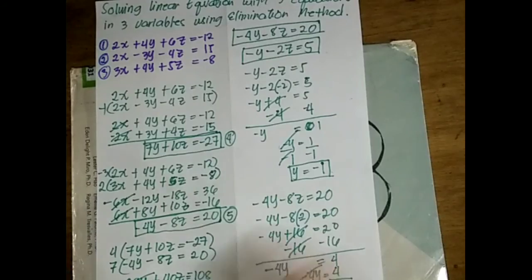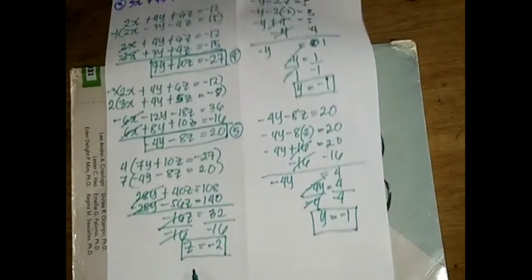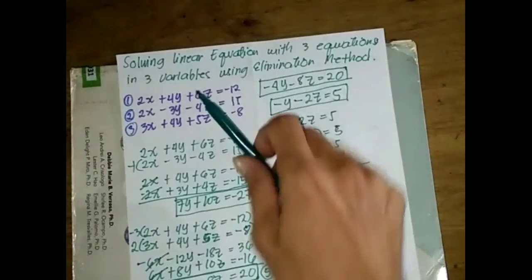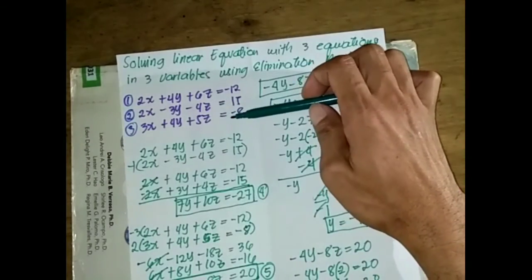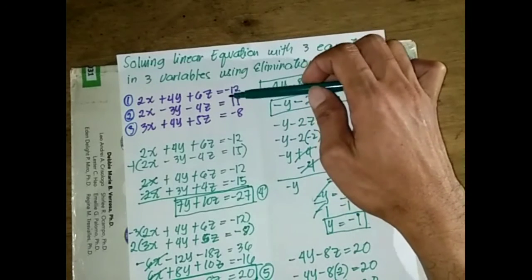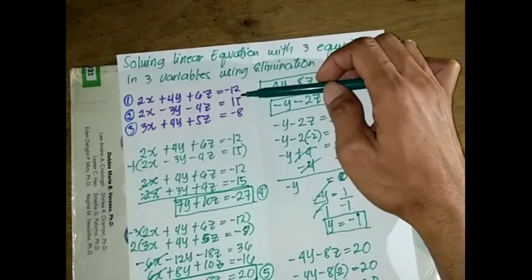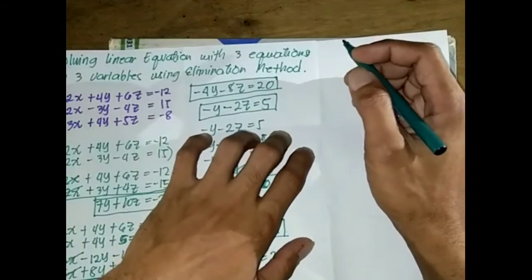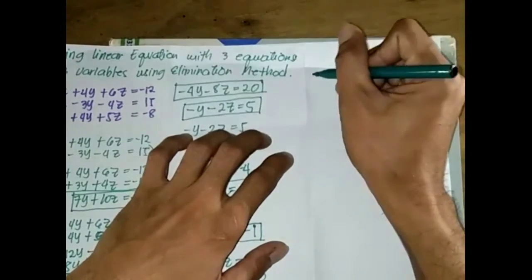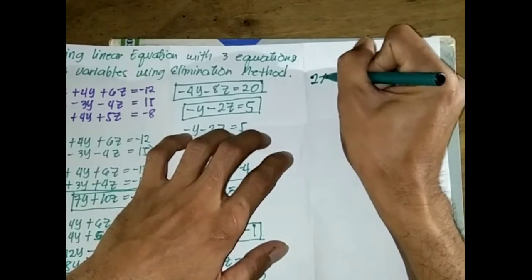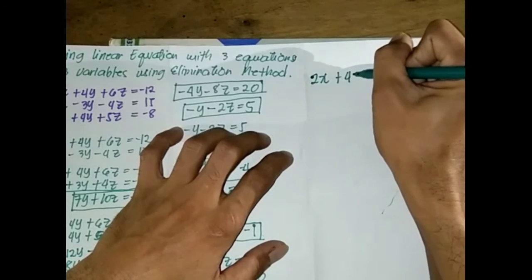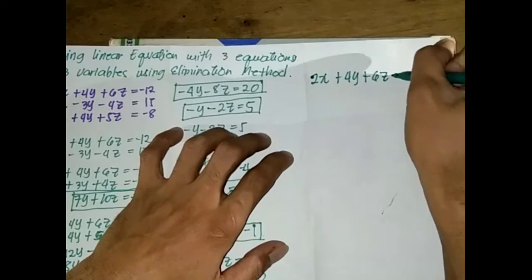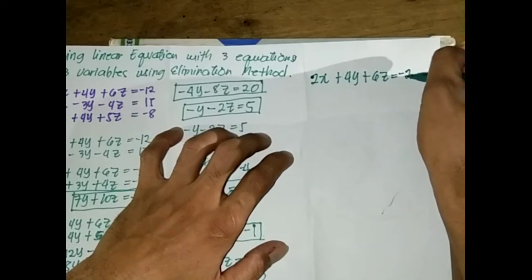So for our fifth step, we will substitute the value of z and value of y to one of the given equations. So mamimili tayo dito sa tatlong equation na ito. Then we will choose equation number 1. Piliin natin yung equation 1, which is 2x plus 4y plus 6z is equal to negative 12.